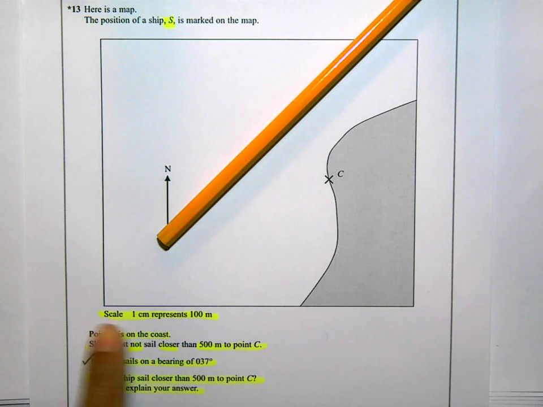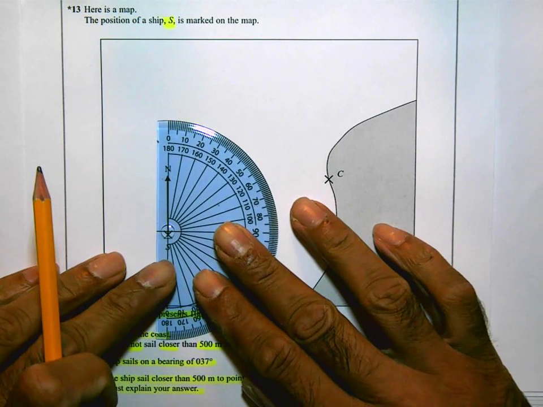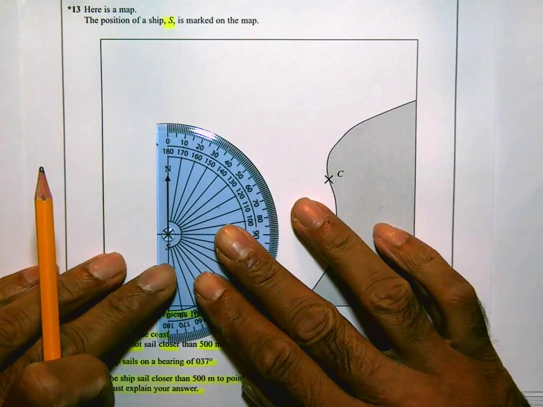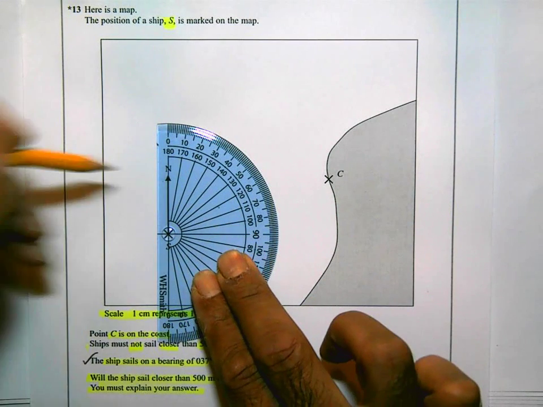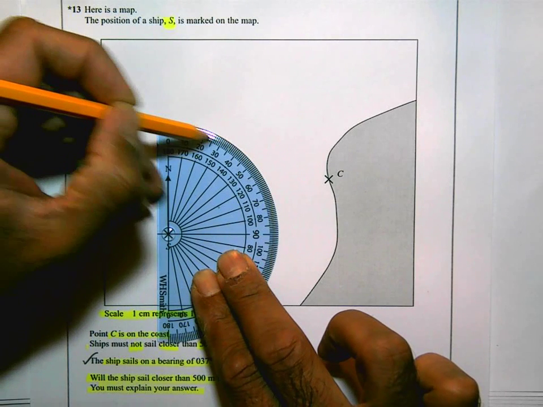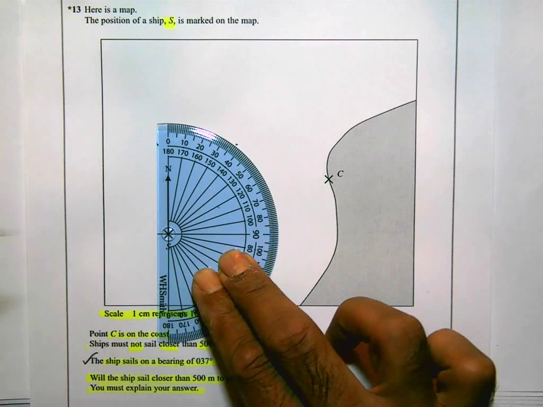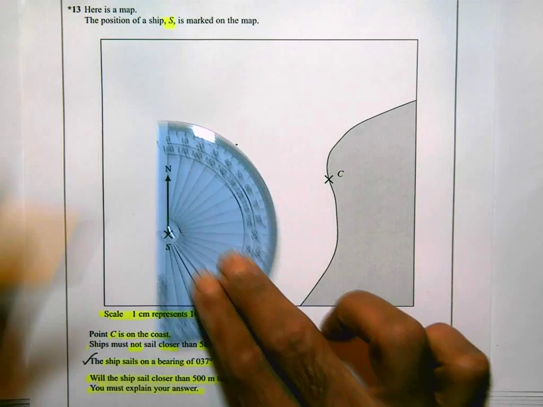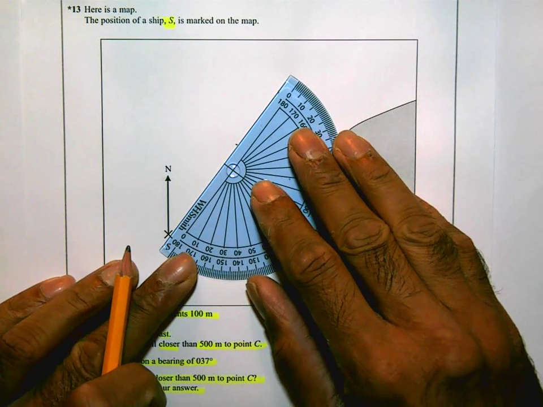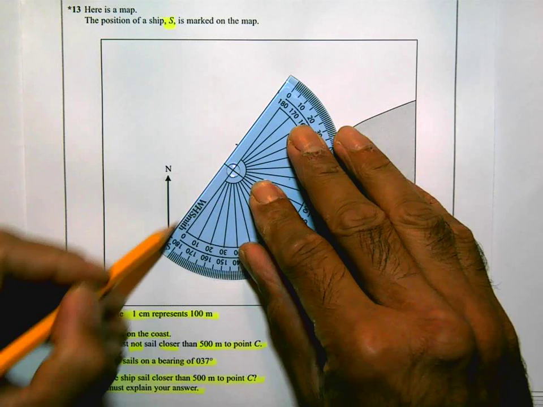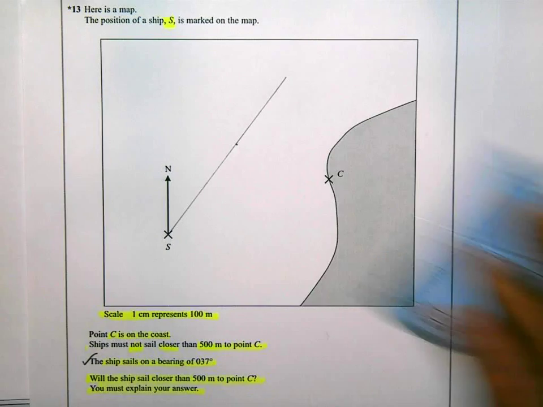So let's go ahead with this first of all. I'm going to use a protractor for my bearing. I need to measure 37 degrees, so 10, 20, 30, and then go off to 7, 37 degrees. Just check that that is correct. Yes, it is. So if I draw my line, okay, so that's the path that the ship is going to follow.